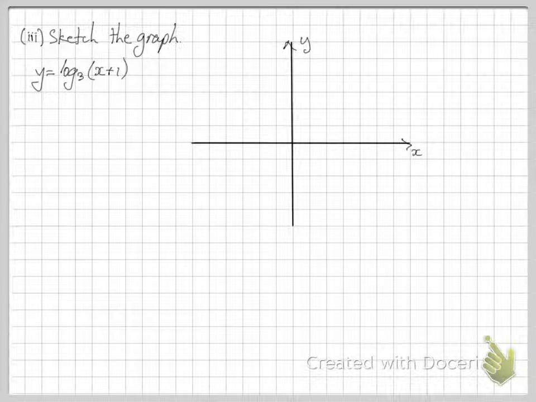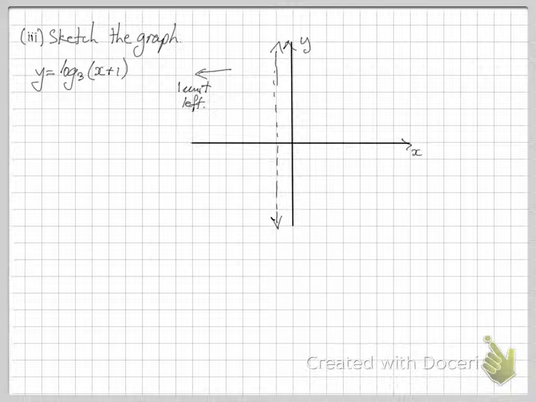Alright, we want to sketch this now. We know that the vertical asymptote is at x equals minus 1. And you know, we can see that because of the log of x plus 1, there's a horizontal translation going on of 1 unit to the left. And we saw that in class. So it's no surprise that the vertical asymptote now is not the y-axis, it's 1 unit to the left of that at minus 1.